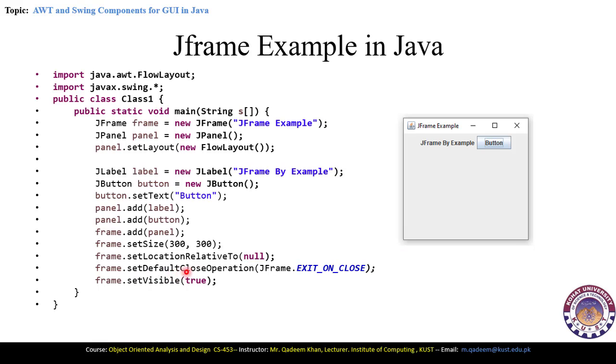Now frame.setDefaultCloseOperation(JFrame.EXIT_ON_CLOSE). This function will be executed when the close button is clicked. So it closes the window. frame.setVisible(true) will display the frame. If we pass the false parameter inside of the setVisible function, then it will hide this window.